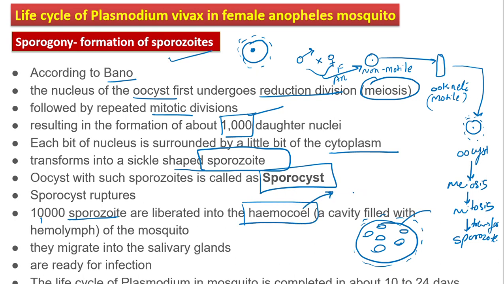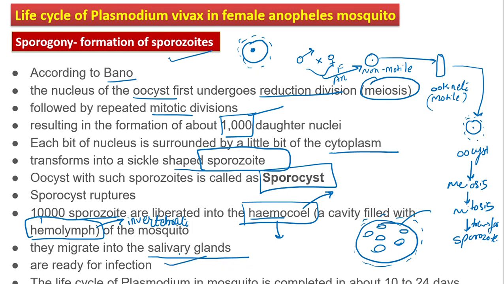Hemocoel क्या होता है? It is a cavity. Now hemocoel है ना, तो in this cavity what is going to be present? Hemolymph is present. What is hemolymph? Hemolymph is nothing but in invertebrate instead of blood you are going to see hemolymph. So it is going to transport the nutrient, excretory material and all these things. Okay. Now these sporozoite is going to migrate into salivary gland and they are ready for the infection.